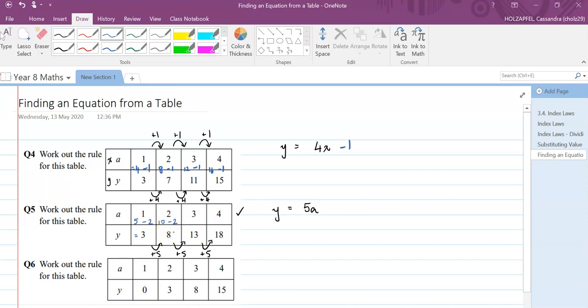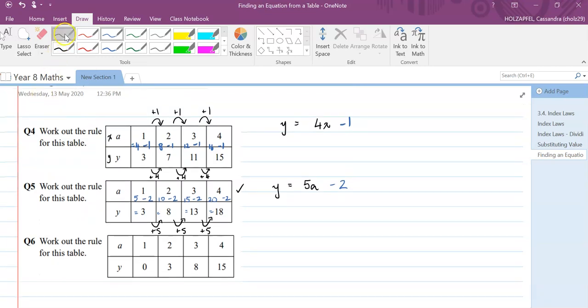So again, this is following a pattern. 3 times by 5 should be 15. That doesn't tell me the whole story though. I have to take away 2 to get to 13. And then lastly, 4 times by 5 should have been 20, but we had to take away 2 to get it to balance to 18. So the pattern that we're following here is we're going to take away 2.